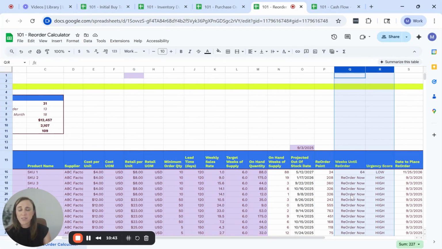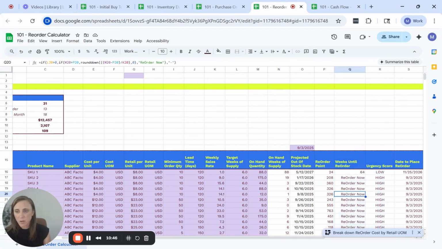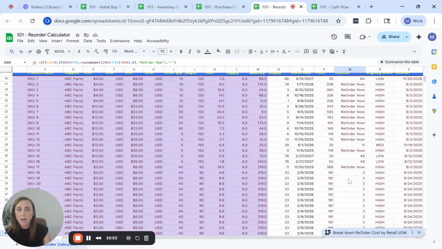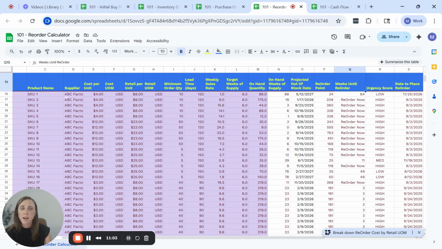Of course, if it's urgent, it's going to say reorder now, and it's going to give you a high urgency score. If it's not quite as urgent, let's find one here that has 3 weeks. This says technically you don't have to place it today. You can wait 3 weeks and then tell your vendor what you need. Our recommendation is to go ahead and use this and start with your high urgencies, of course.